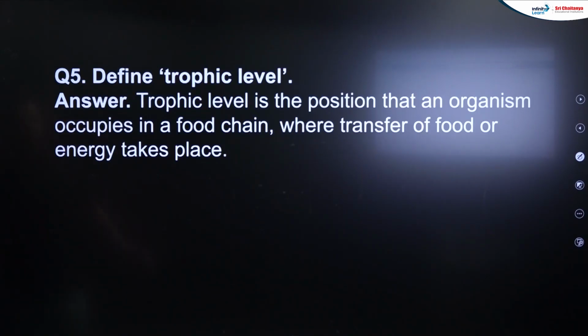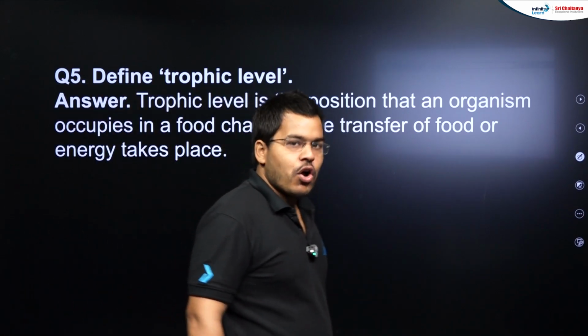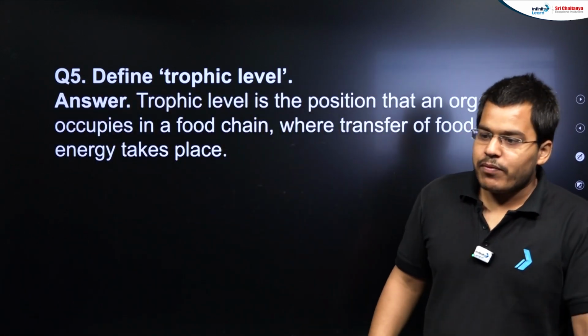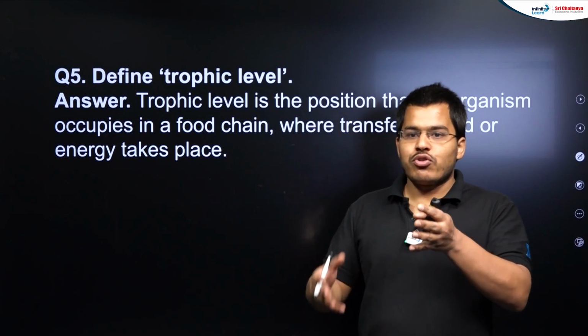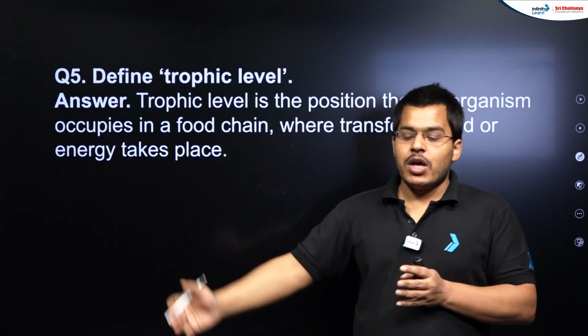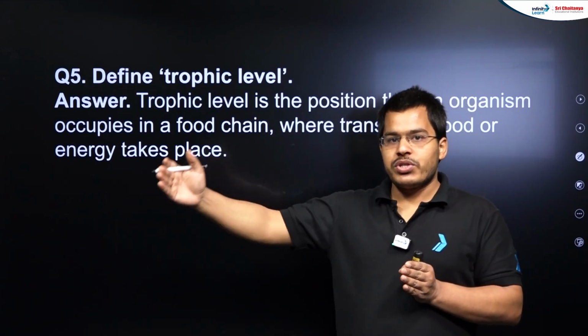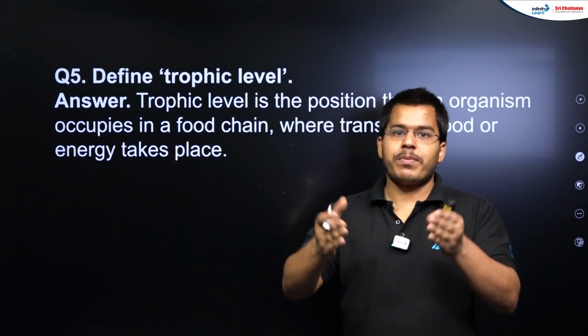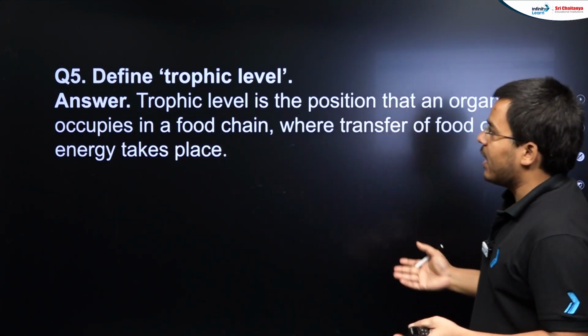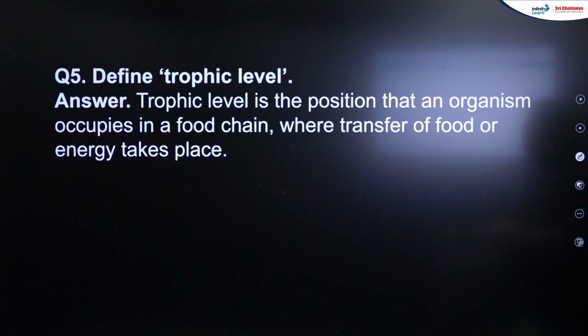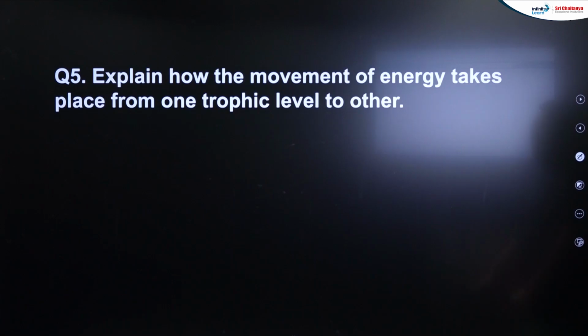Next question, students: what is a trophic level? A very simple question. When we talk about a food chain, in which one organism is eating the other, and then it is going to be eaten by some other organism, every step in this whole food chain is a trophic level. So that is the answer: a trophic level is the position that an organism occupies in a food chain where the transfer of food or energy is taking place. Now students, the next question: explain how the movement of energy takes place from one trophic level to another.